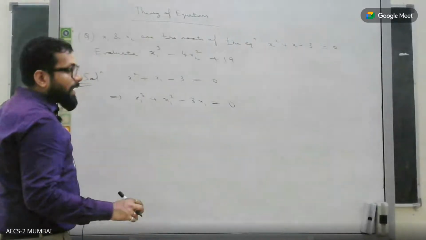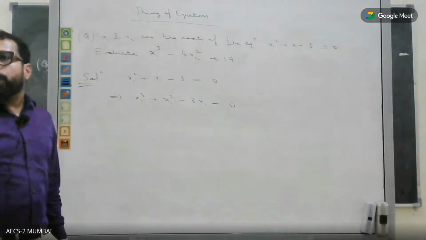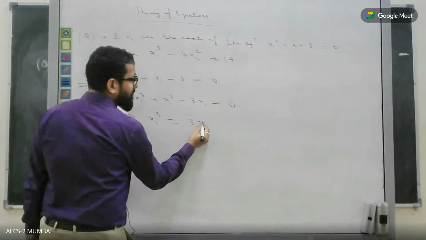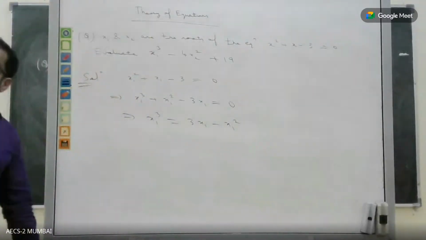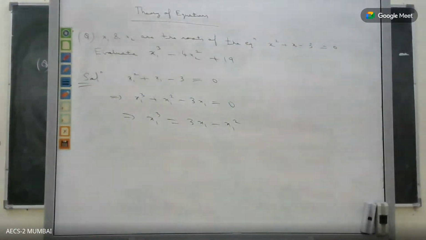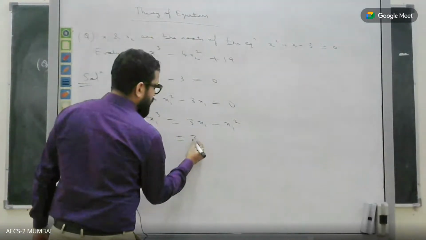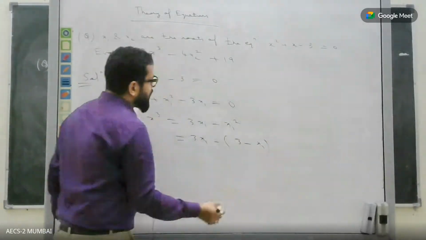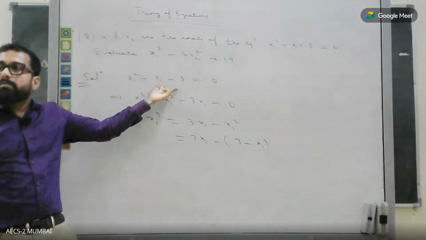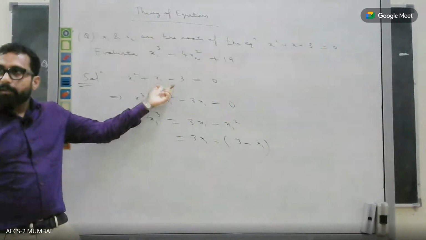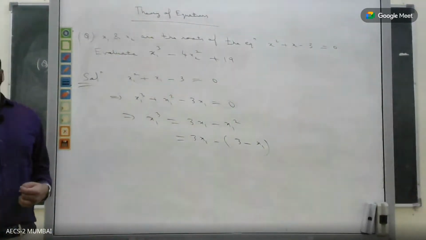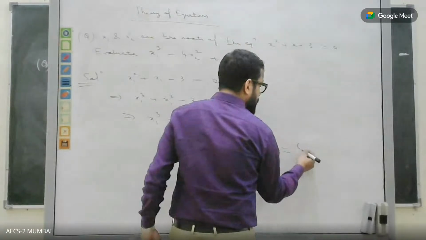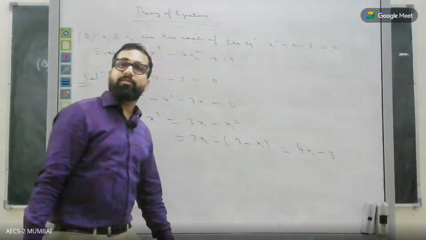Why am I doing this? Because I need x1 cube in terms of x1 square and x1. Okay? ऐसा आएगा x1 क्यूब. Can you simplify this further? x1 square is what? x1 square is nothing but 3 minus x1, correct? Yes? Yes or no? So essentially we found x1 cube in terms of x1. क्या आएगा? ऐसा आएगा 4x1 minus 3, correct?